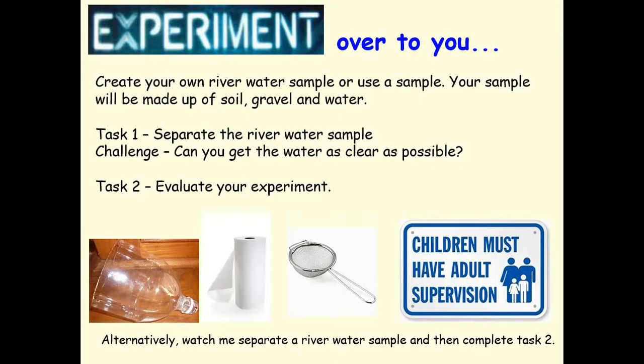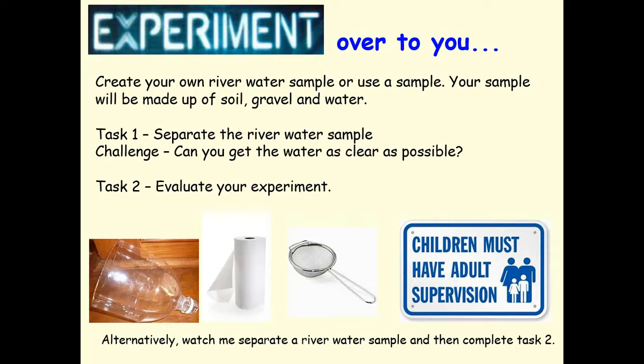Okay, it's experiment time. I'd like you to create your own river water sample. The sample needs to have soil, gravel and water. Your task 1 is to separate the river water sample. Challenge, can you get the water as clear as possible? So what else could you do? Could you add in some extra processes to make your river water sample really clear water? And then task 2 is going to be to evaluate your experiment.